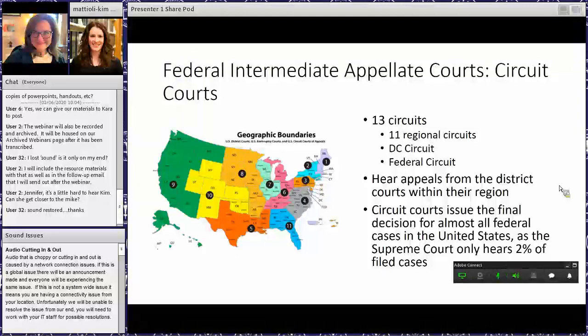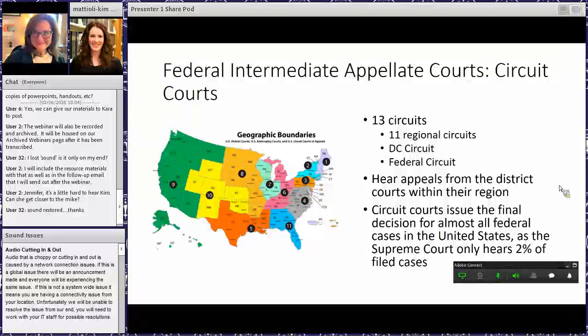The circuit courts on the federal level are just incredibly important, even though they're only intermediate courts. And this is due to the fact that the Supreme Court of the United States only hears about 2% of the cases that are actually filed with it each year. So effectively, unless there's a really important legal issue that has national constitutional importance, the circuit court judges are going to be the ones that have the final say in the law.